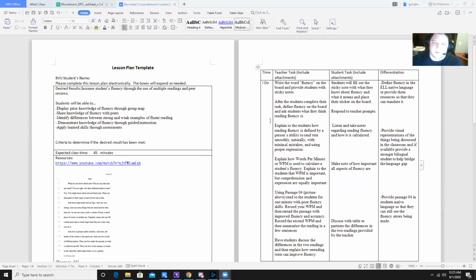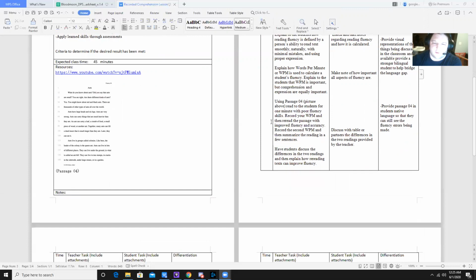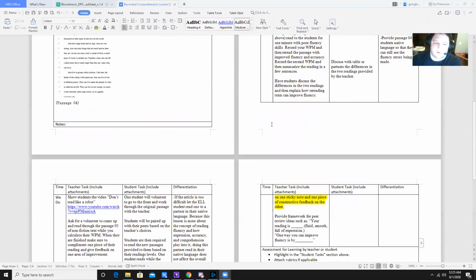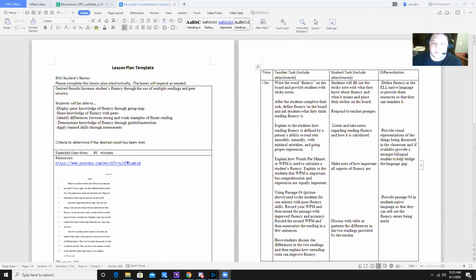I broke my lesson down into the I do, we do, you do, so we can see the structure of the lesson as we go through it. So essentially what it starts off with is you would write the word fluency on the board and give all your students sticky notes, and then you're going to ask them what they think fluency means. And they're going to fill out those sticky notes. They're going to come up to the board. They're going to put those sticky notes up there on what they believe fluency is.